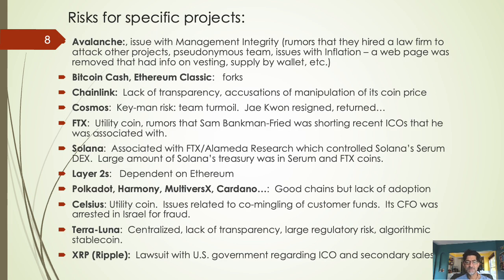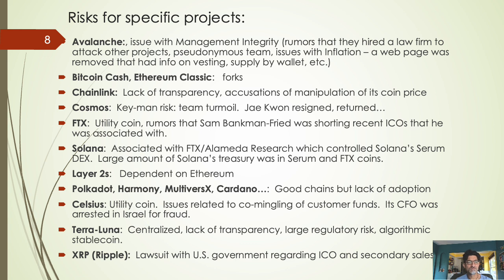So here, I'm going to spend some time on this. There's a lot to talk about. What are specific, unique risks for specific projects? Avalanche: you could read this on your own, but they do not have integrity. I read from various sources that they did malicious or somewhat malicious things, like saying that they had low inflation when they had high inflation. There's rumors that they hired a law firm to attack other projects, and on and on.